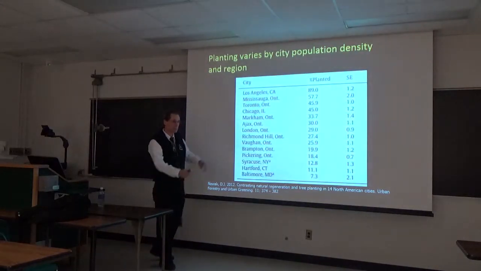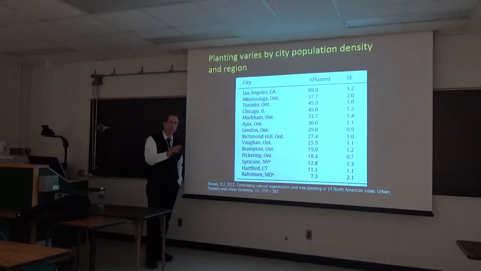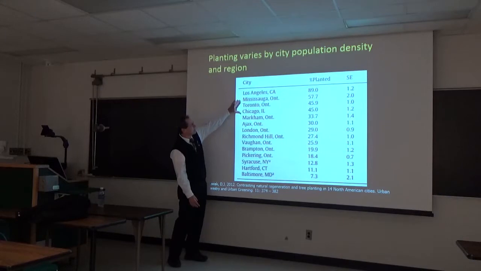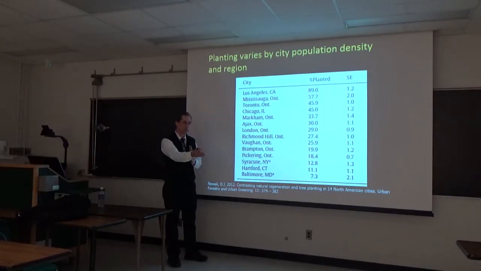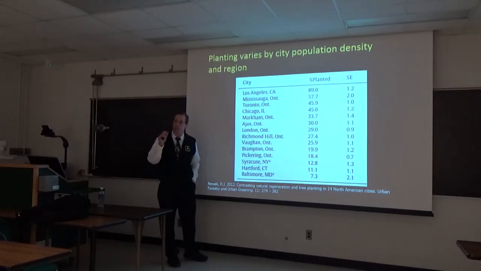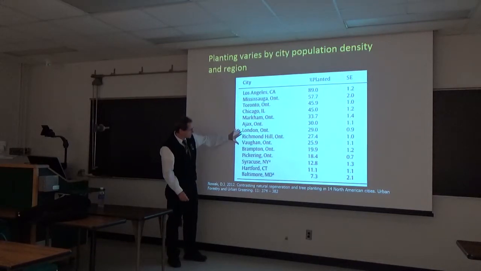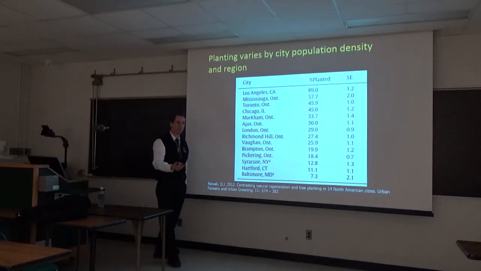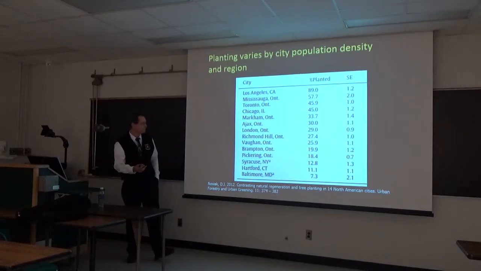So in Los Angeles, 9 out of 10 trees are planted. Why? A drier region, heavily urbanized. As you have higher population density, you tend to have more trees being planted. And as you move to more drier areas, you tend to have more trees planted. As you move to the smaller cities, smaller population densities, more in the forested lands, only in Baltimore, less than 1 in 10 trees are planted. There's a lot of natural regeneration going on.